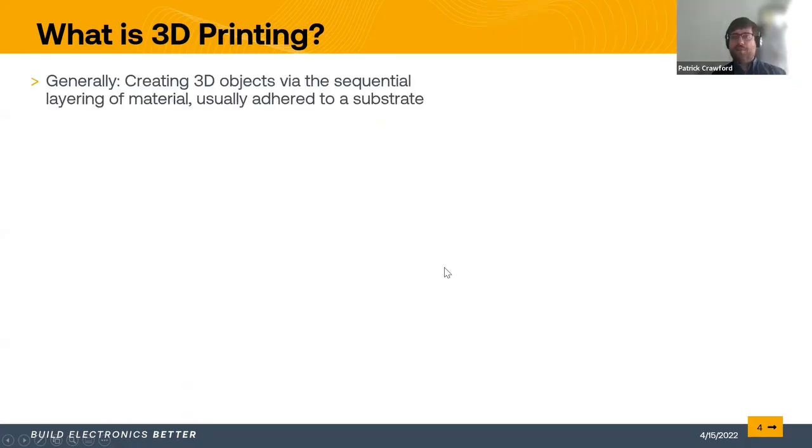So very generally speaking, a 3D printer is anything that creates 3D objects via the sequential layering of material that is usually adhered to a substrate, or, it should say, is suspended in a vat or a workspace of a similar material. And we'll see what that means.